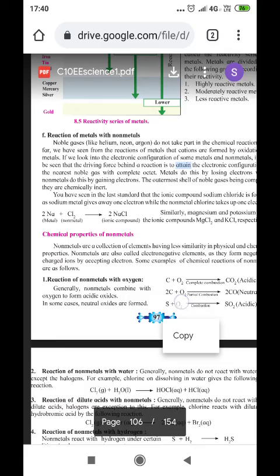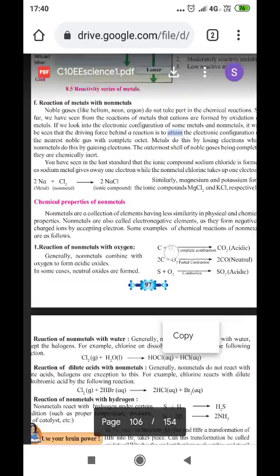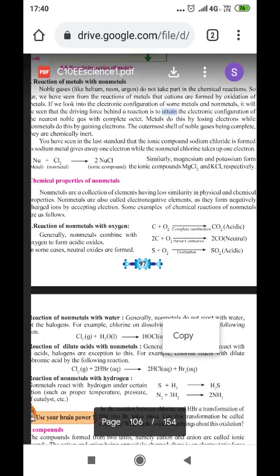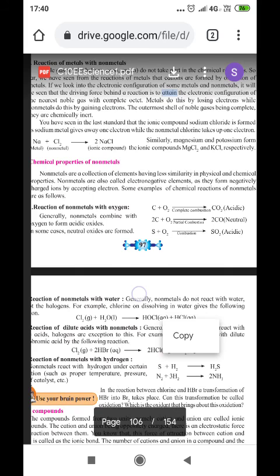Now the chemical properties of non-metals is deleted from the syllabus. First paragraph is deleted.